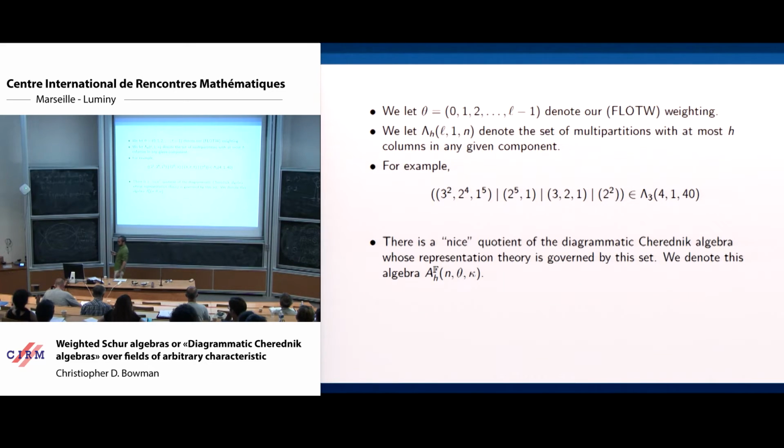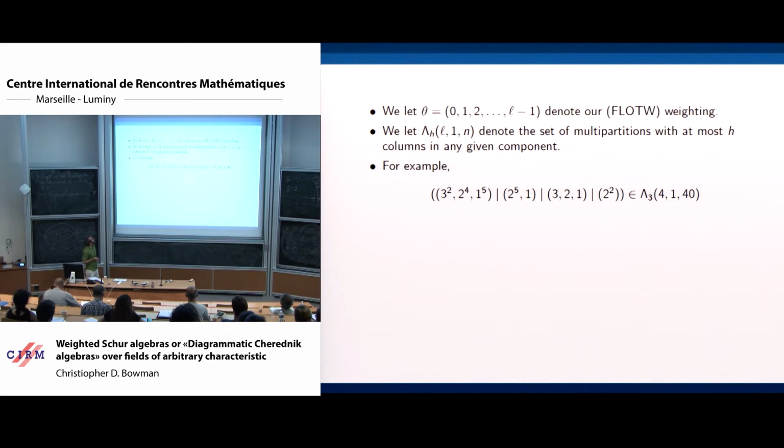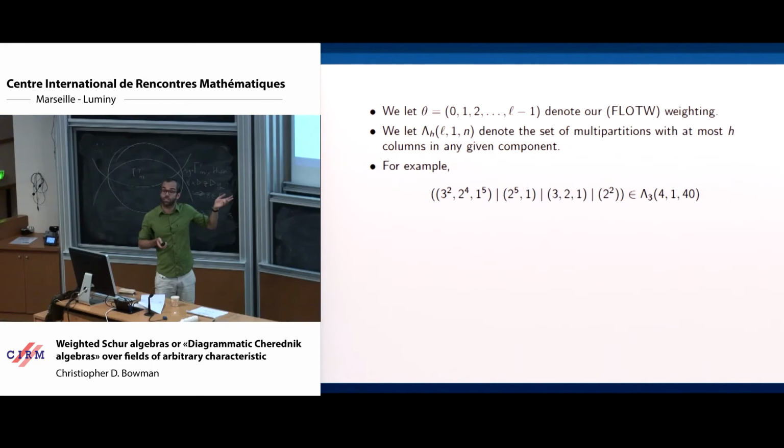And of course, if I specialize L equals to 1, then this will be quite familiar to people as something that we do in Lie theory. We restrict the number of rows or columns, and we try to prove things.